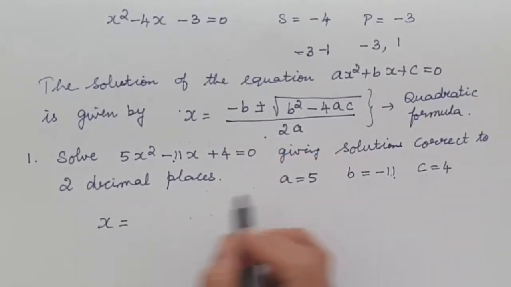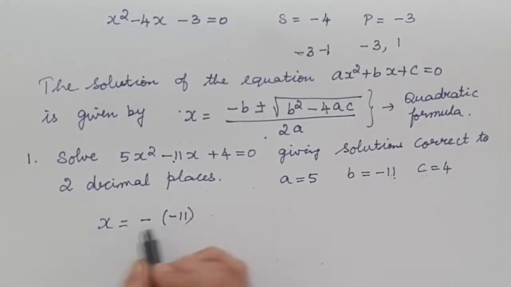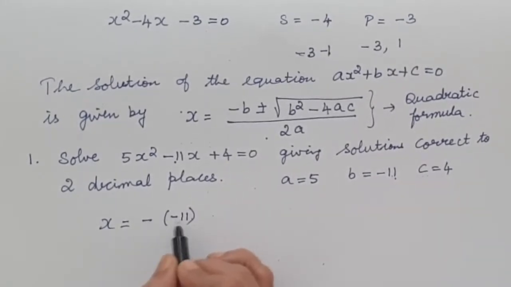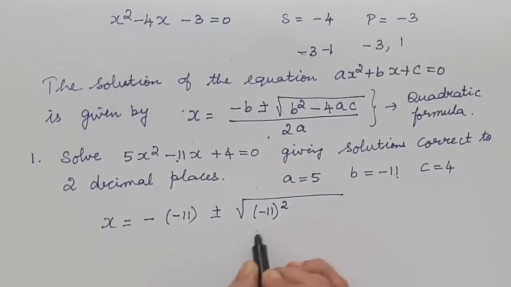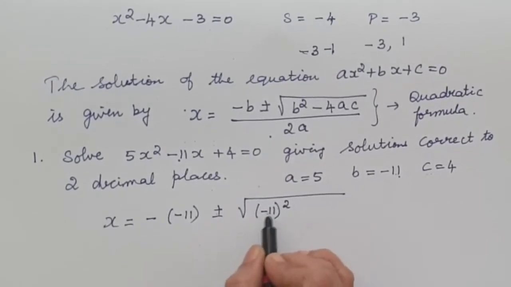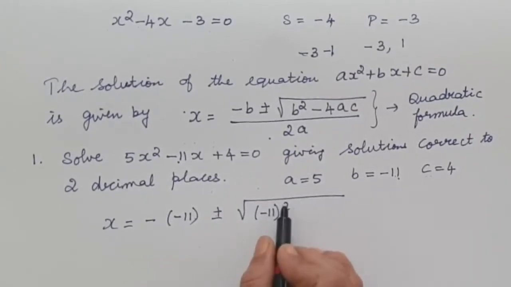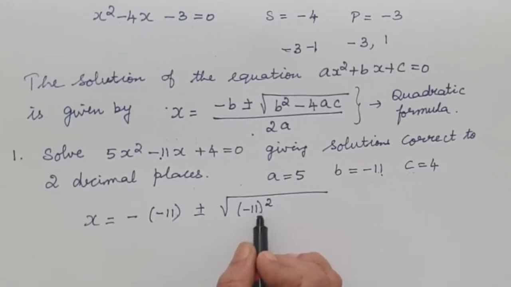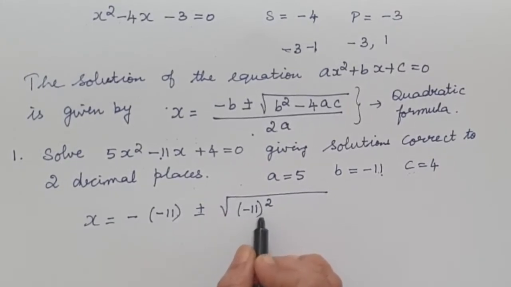That is minus b. So there is a minus, and our value for b is minus 11. Suppose it was a positive 11, you would write it as minus 11. Since our b itself is negative, we write minus of minus 11 plus or minus square root of minus 11 the whole square. Here you need to be very careful. You need to put a bracket and then a square. If you just write minus 11 squared in your calculator, you will get a negative answer. But minus 11 the whole square is 121. If you just write minus 11 squared, you'll get negative 121, which is wrong.